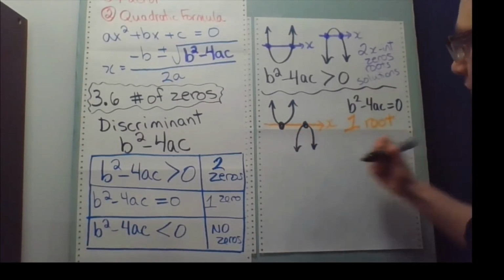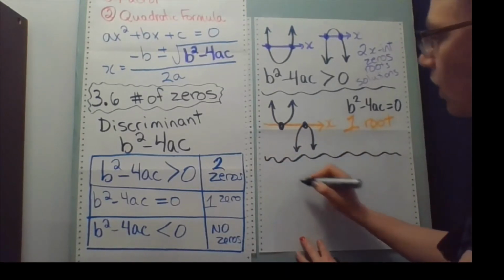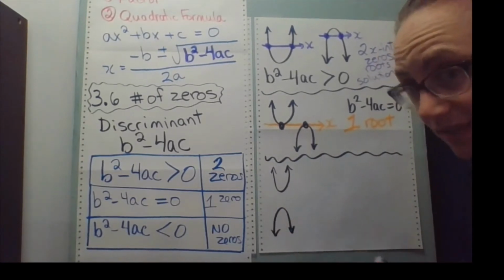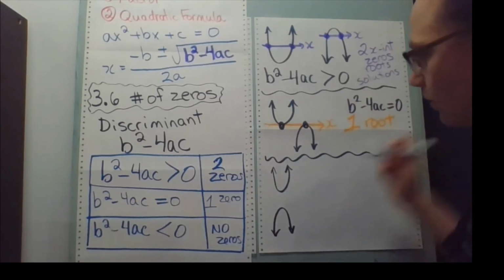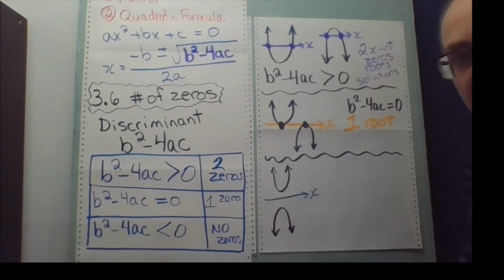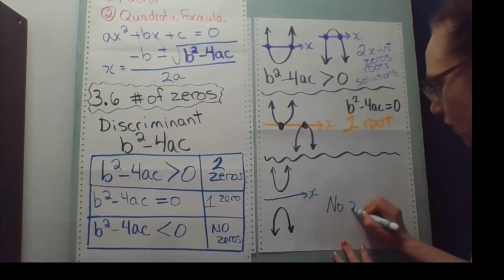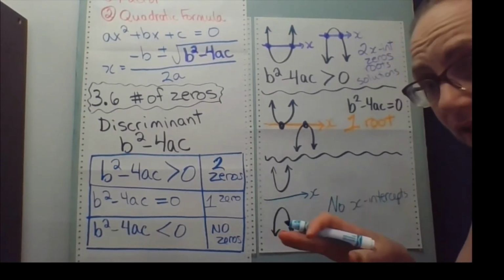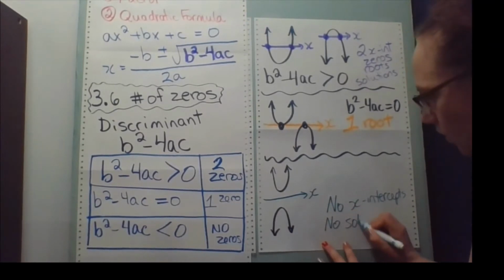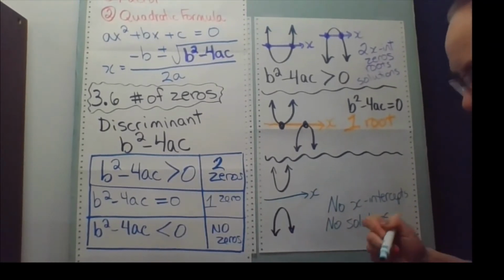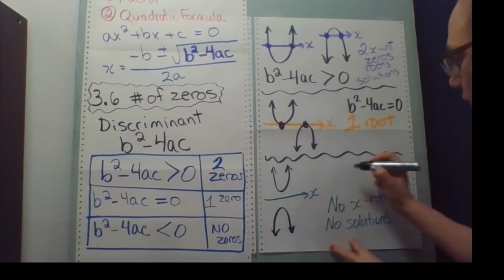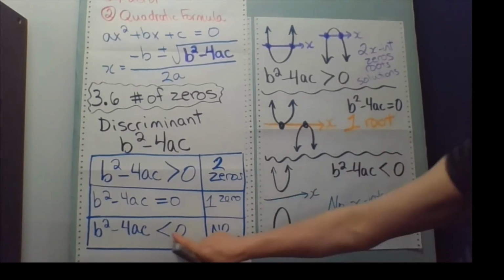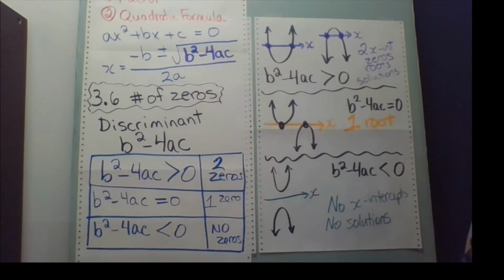My third scenario that we're going to worry about, well, when it turns, it doesn't have to cross the x-axis. So if I'm turning without ever touching the x-axis, well, that's when there are no x-intercepts. So there are no solutions. And that happens. And that's okay. So that's when what's underneath your square root is less than 0 because you are not allowed to take the square root of a negative number.